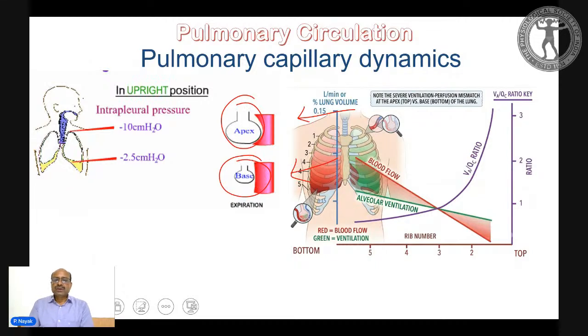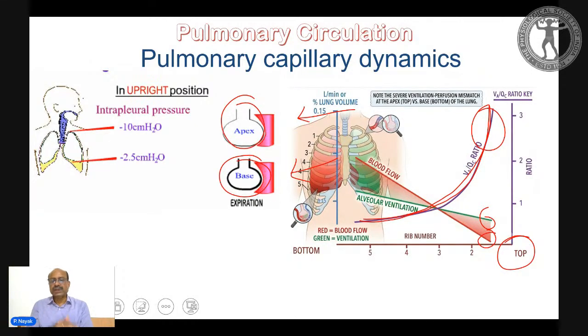In this context, we need to understand the ventilation perfusion ratio, but we are not going into that. This is also a very important aspect. As you can notice, at the apical part both blood flow as well as ventilation are less, but the ventilation perfusion ratio is very much high at the apical part. We need more time for that, so we have not included that part here. Ventilation perfusion ratio is another important topic, and you can read on your own.